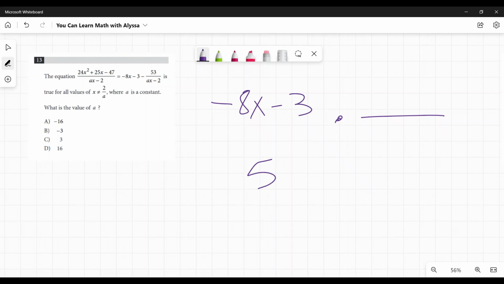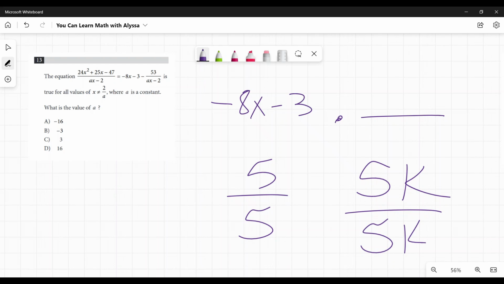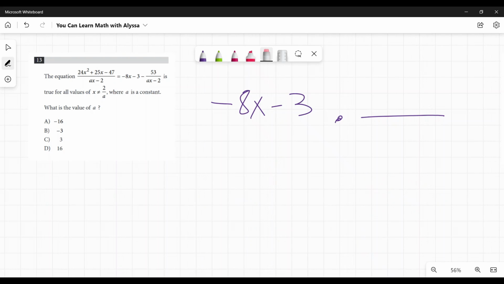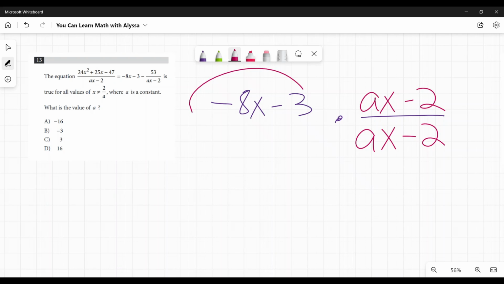Because anytime you do that, like 5 over 5 or 5k over 5k, whatever it is, if it's the same thing over itself and it's not 0, then that's equal to 1. And you can multiply anything by 1 and it doesn't mess anything up. It's fine. So this denominator is ax minus 2. So we're going to multiply this by ax minus 2 over ax minus 2. That's equal to 1. We can do it. To multiply by this, we need to turn it into a fraction, so we're going to put it over 1.